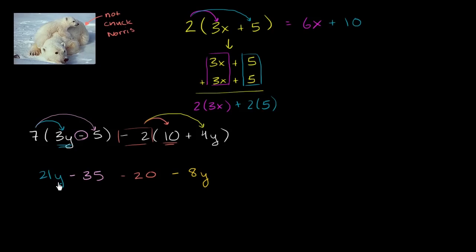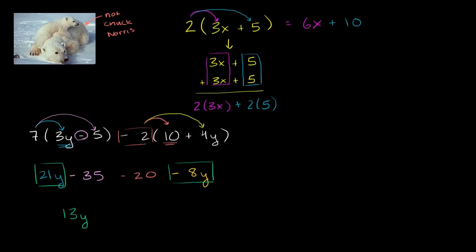We can't add the 21y to the negative 35 or the negative 20 because these are adding different things or subtracting different things. But we do have two things that are multiplying y. You have 21y's right over here. And then from that, we are subtracting 8y's. So if I have 21 of something and I take 8 of them away, I'm left with 13 of that something. So those are going to simplify to 13y's.